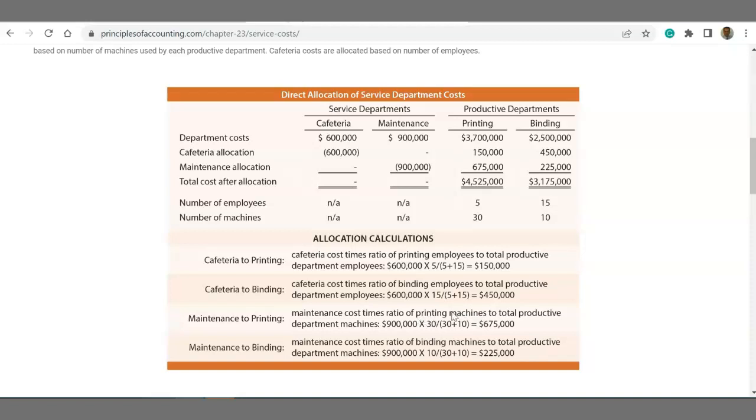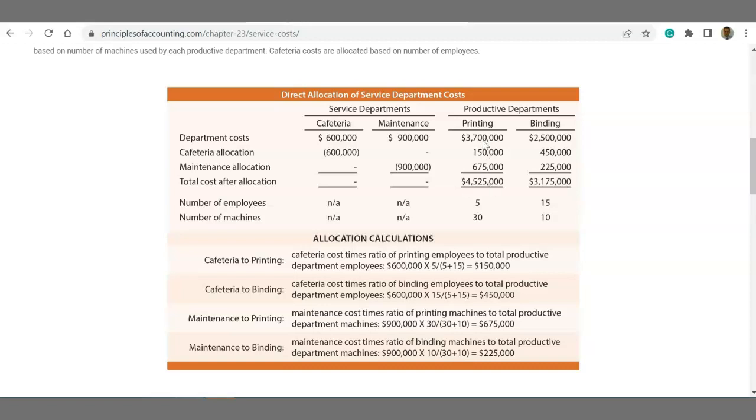That's fine, much better. So let's say we have totally 40 machines, but 30 of those machines are in the printing and just 10 of those machines are in binding. So 30 out of 40 machines, that gives you a ratio times 900,000, $675,000 will be applied to printing. But in the binding, we have just 10 machines out of 40 total machines. So 10 out of 40 times 900,000, that gives you 225,000 allocation of cost for the maintenance service department to binding. And then you can just add them up.